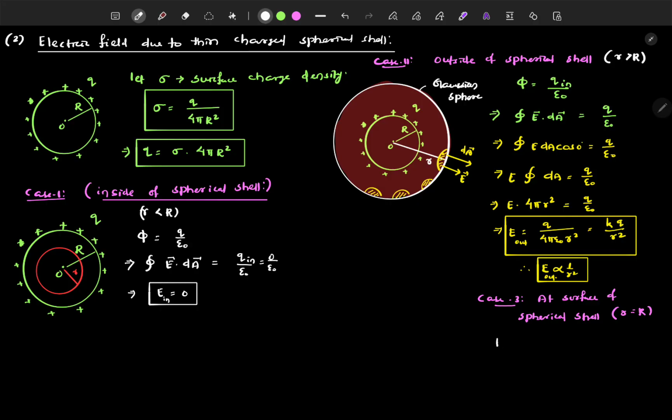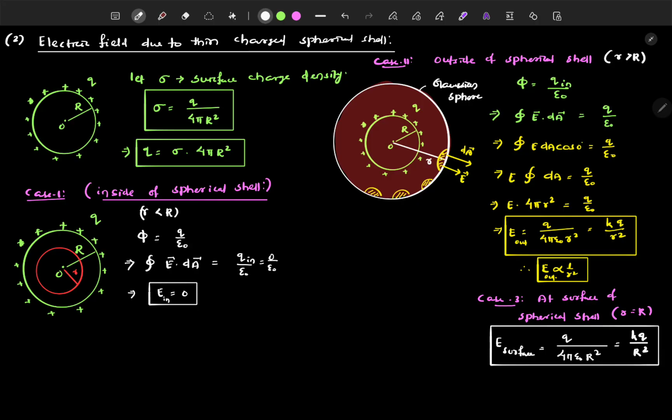So E on surface will simply be E out, which is Q by 4 pi epsilon naught small r square. So this will be Q by 4 pi epsilon naught into capital R square, or you may write K into capital Q by capital R square. So it is a constant quantity. E on surface is a constant quantity.